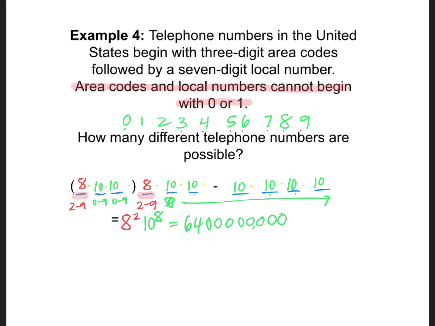So that is a very large number. What is that? 6 billion and 4 million. No. I don't really know how to say that number, but it's very large. And it's the total number of phone numbers we could write based on those parameters.